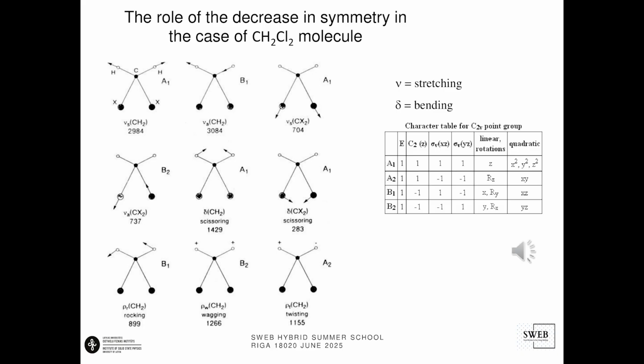This slide shows the effect of symmetry reduction on vibration spectra. In the case of the dichloromethane molecule, there should be 9 bands in the Raman spectra. There are 8 active vibrations in the infrared spectra. 1 vibration remains inactive. All 9 vibrations have different frequencies.